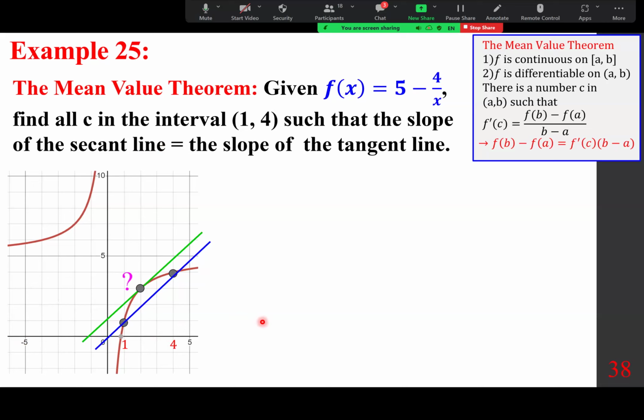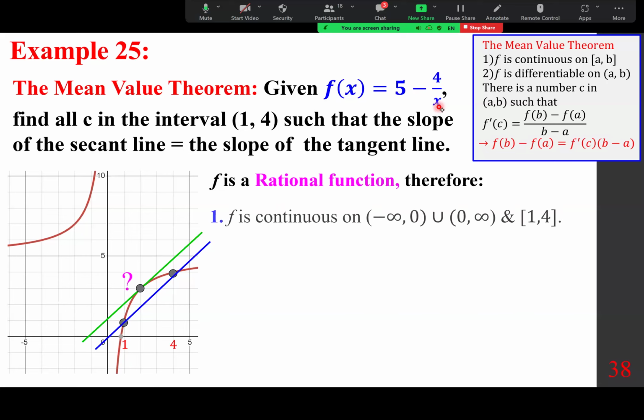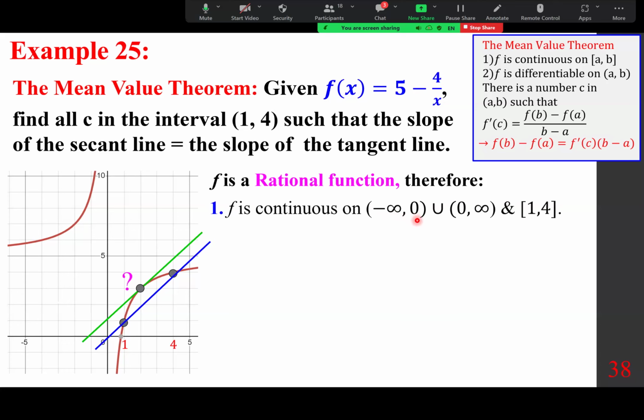We'll figure it out. Number one, this is a rational function. Number two, this function is continuous everywhere except what makes the denominator 0. So what makes x 0? So it's continuous everywhere except at 0. The way we write it, it's continuous from -infinity to 0, union 0 to infinity, and therefore it's continuous in the given interval of 1 to 4. This was given.